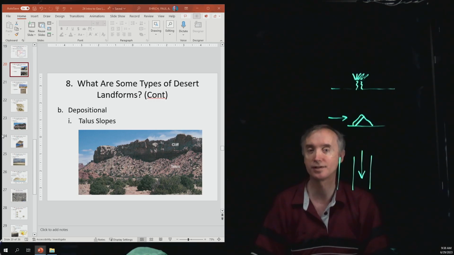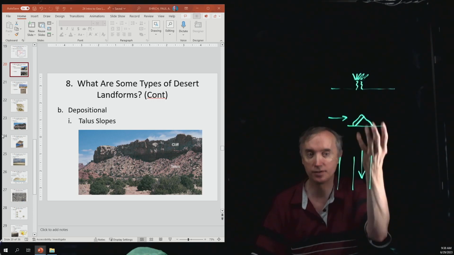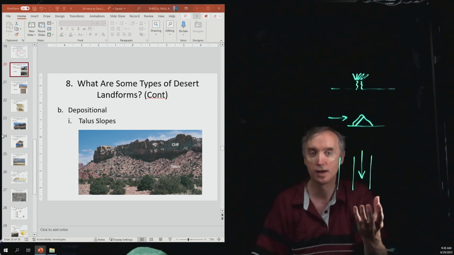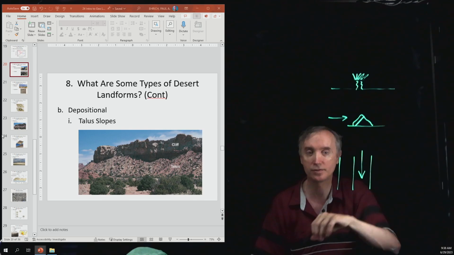Okay, now let's talk about depositional landforms. So the first one is a talus slope, and you should recognize that from our lesson on mass wasting. So it's going to be where debris is coming off of the cliff face, and then it's piling up at the base of the cliff.